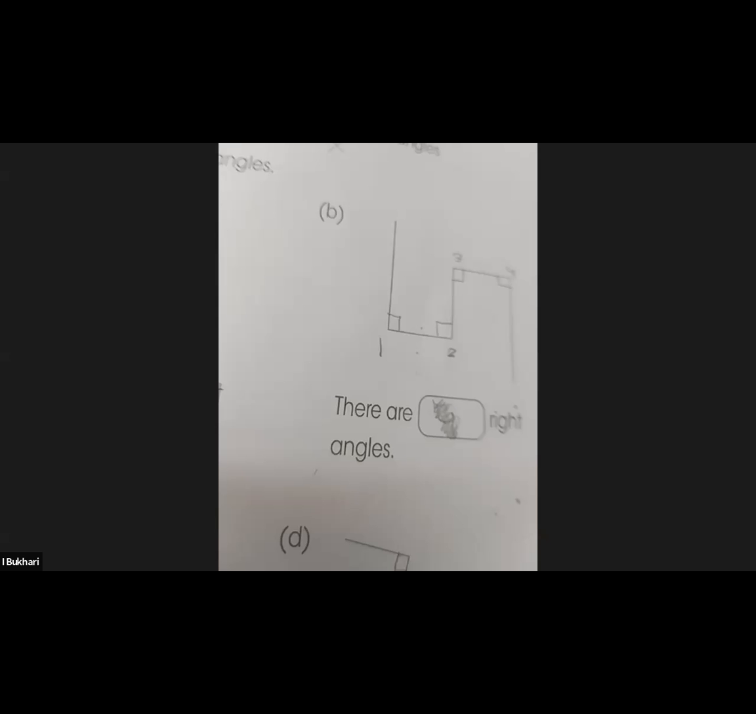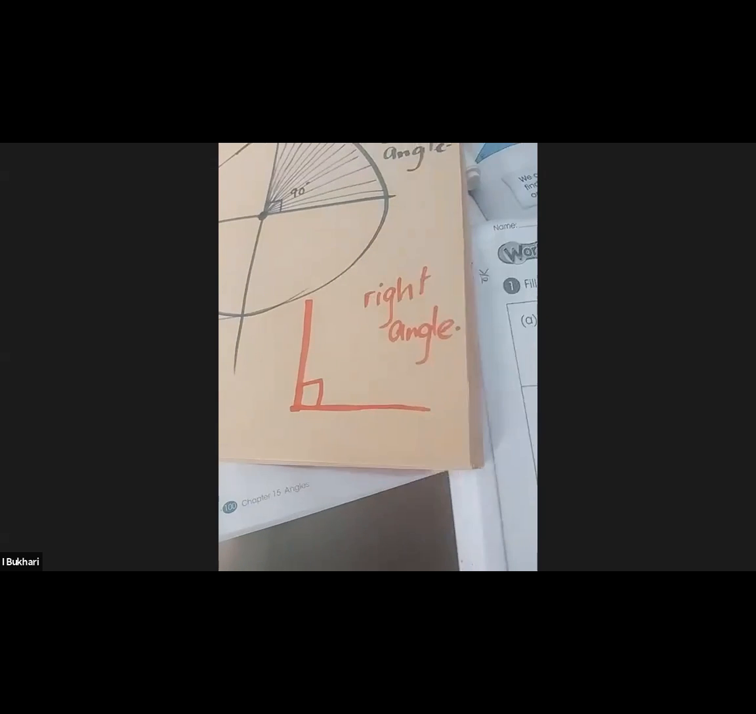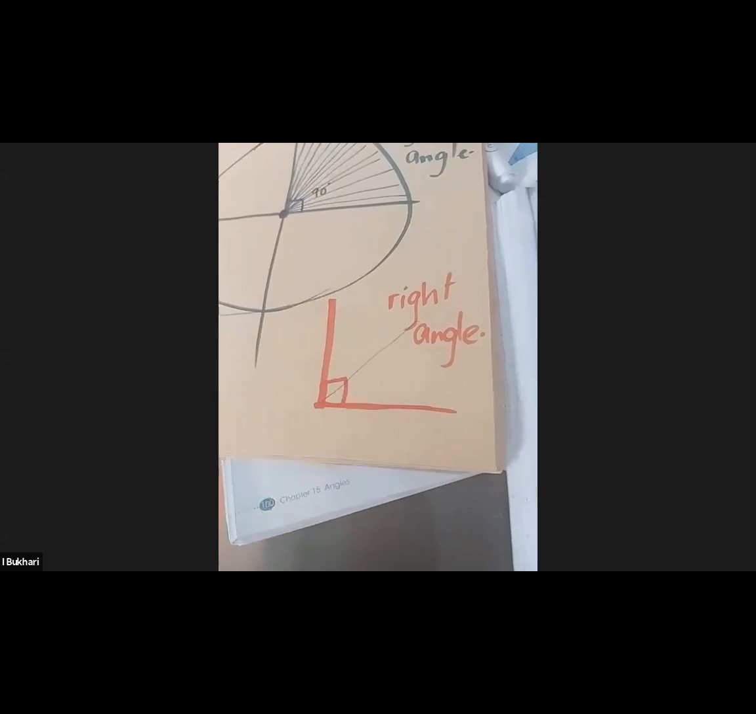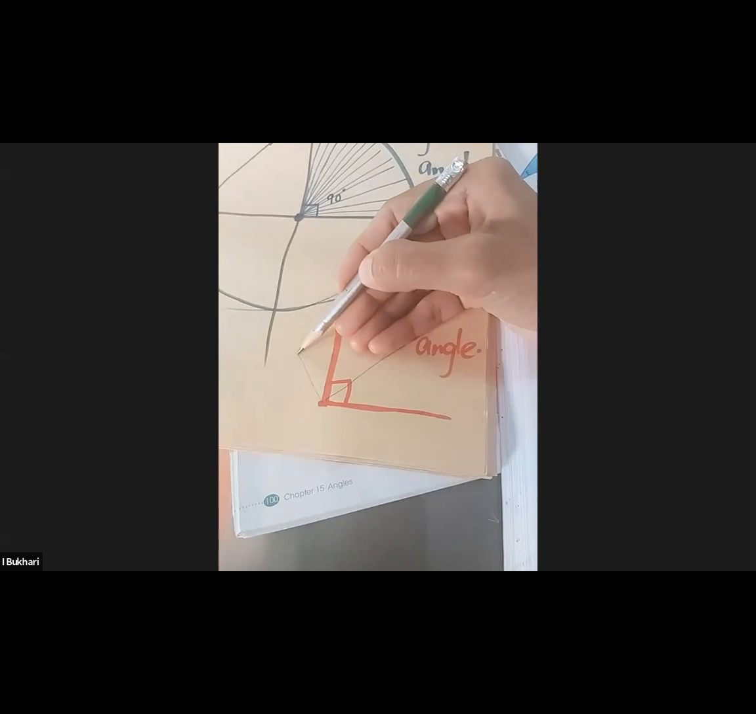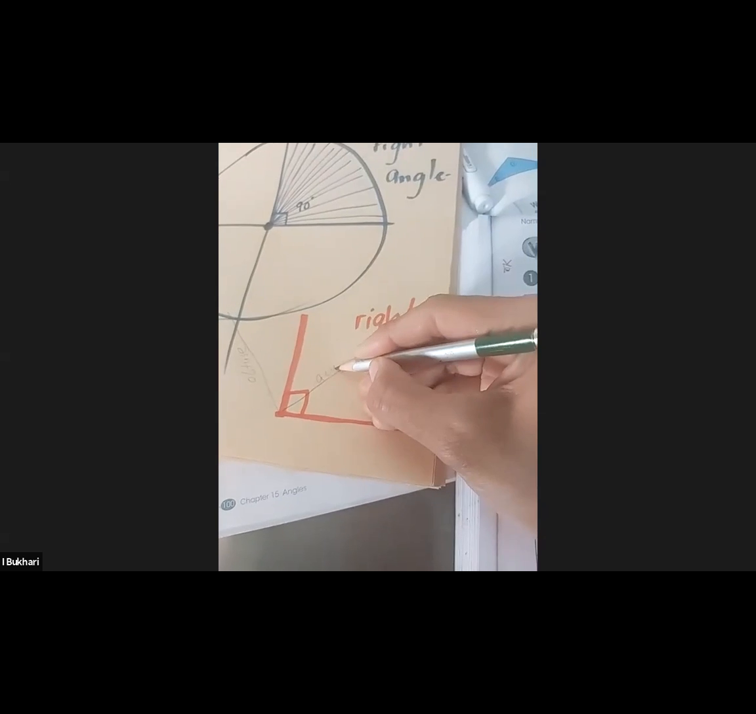Okay. Now, this is worksheet 3, comparing angles. Fill in the boxes with smaller than, bigger than, or equal to. All the questions are comparing these angles with a right angle. So we know right angle is something like this. If any angle is smaller than this, that's called an acute angle. Any angle which is bigger than this will be an obtuse. So an angle like this would look obtuse, an angle like this would be acute.